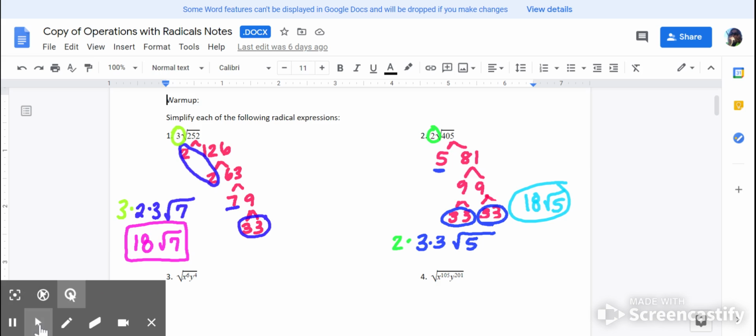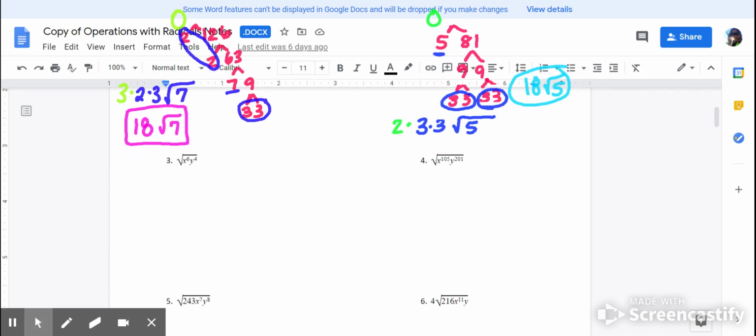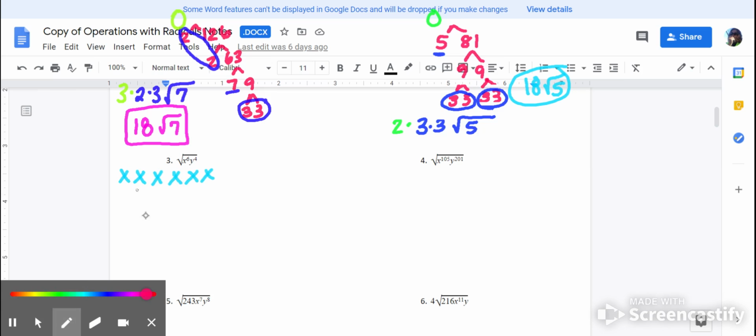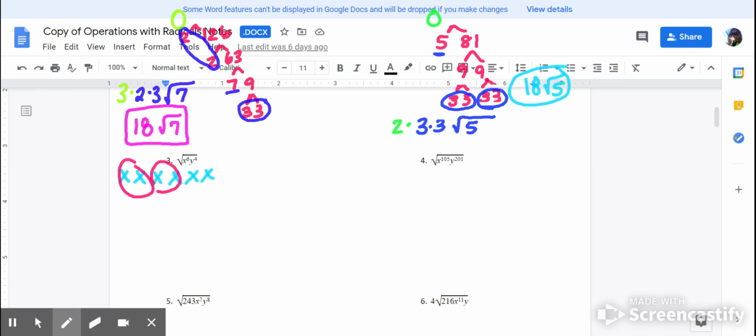Things don't change that much when we're looking at variables. Now the only thing, we have groups here. I could list out 6 x's because that's what x to the 6th means, and then look for pairs of x. So I would have x to the 3rd because that is a pair of x times a pair of x times a pair of x.